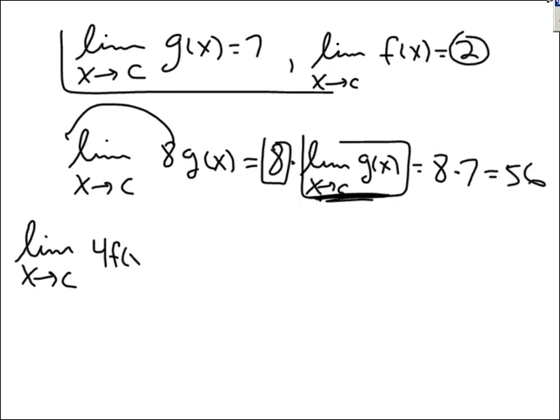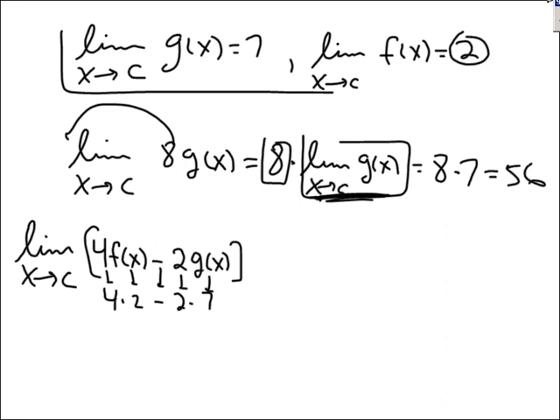Now, what if you were asked to find the limit as x goes to c of 4 times f of x minus 2 times g of x. You're asked to find this. Now you can be slick if you're catching this. The answer is going to be 4 times 2 minus 2 times 7, 8 minus 14, negative 6. Or, if you need to do it the slow way, that's fine. As long as you're understanding what you can do and getting the right answer, this is fine.